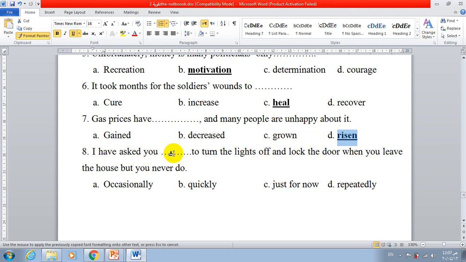Number 7, gas prices have risen and many people are unhappy about it. Gained, decreased, grown, rising. Good. When we want to talk about the high prices, we use the word rise, not grown or decreased or gained. Number 8, and it is the last question for today. I have asked you repeatedly to turn the lights off and lock the door when you leave the house, but you never do. So when you want to tell someone many times to do things, you use occasionally, quickly, just for now, repeatedly. Good. Letter D is the right answer. I have asked you repeatedly because he asked him many times. So we use this word.